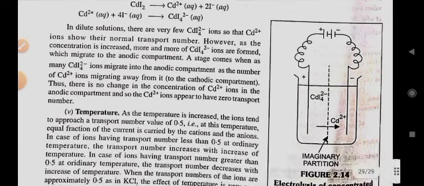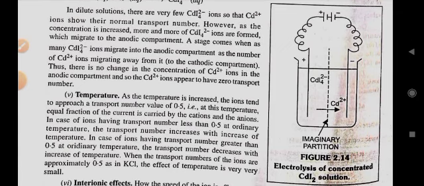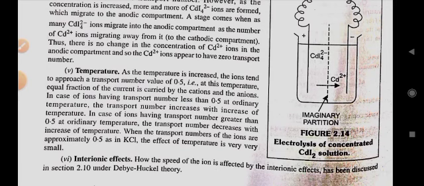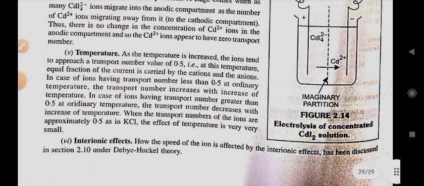In dilute solutions, there are few CdI4 2- ions, so that the Cd2+ concentration is increased. More and more CdI4 2- ions are formed, which migrate to the anodic compartment. A stage comes when as many CdI4 2- ions migrate into the anodic compartment as the number of Cd2+ ions migrating away from it. Thus there is no change in the concentration of Cd2+ ions in the anodic compartment, and so the Cd2+ ions appear to have zero transport number.